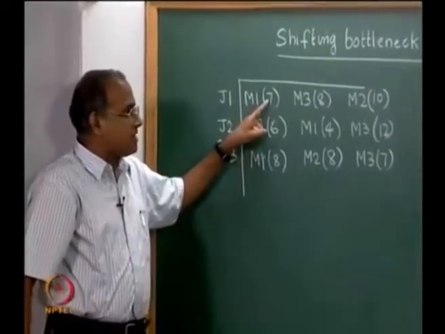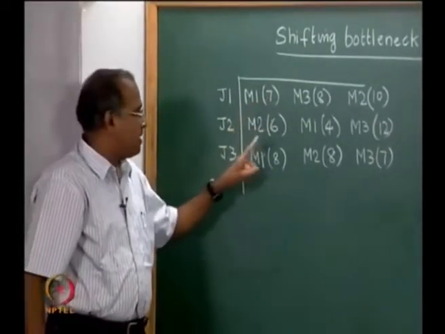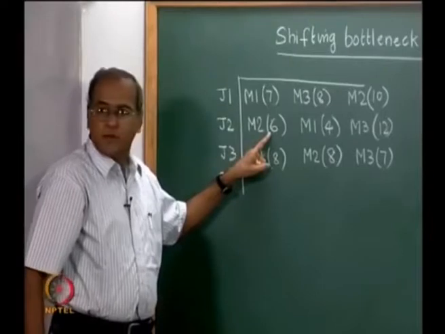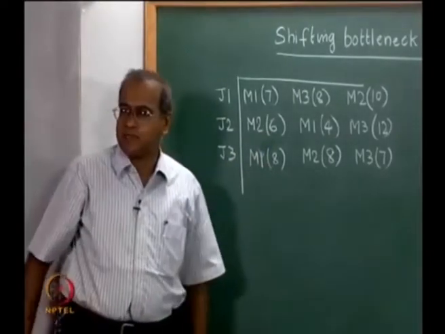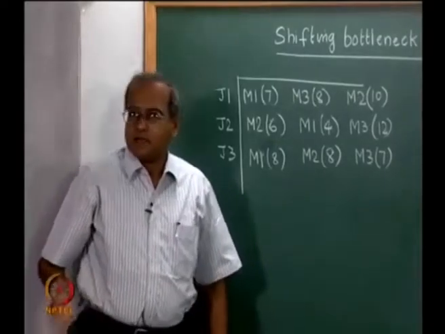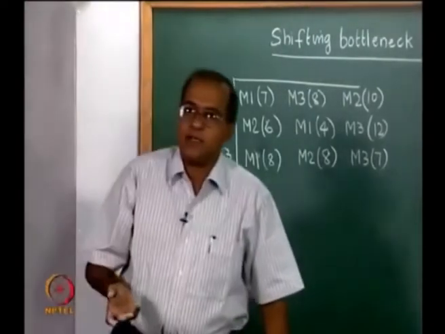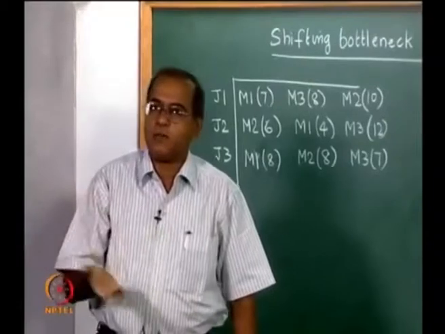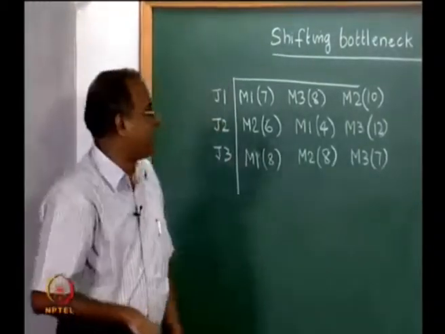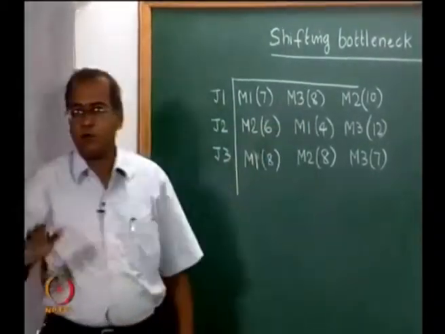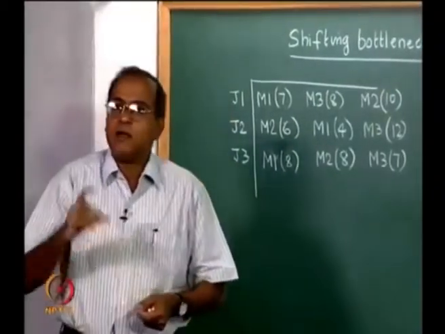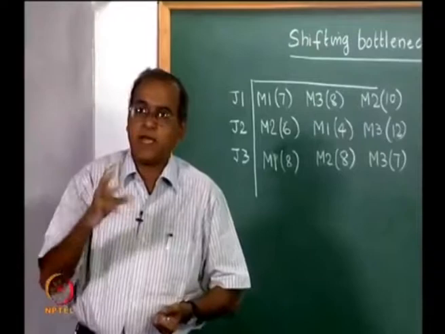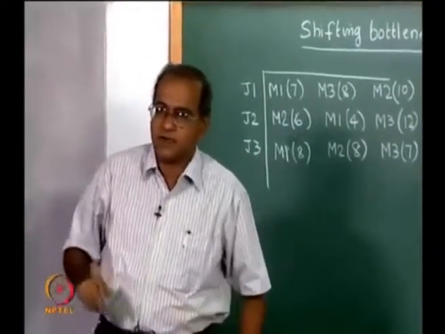So, job 1 requires 25 time units, job 2 requires 22 time units, job 3 requires 23 time units. So, automatically the lower bound on the makespan is the maximum of the job processing times. So, 25 is a lower bound to the makespan. Let us also try and look at machine times on the 3 machines that are required.